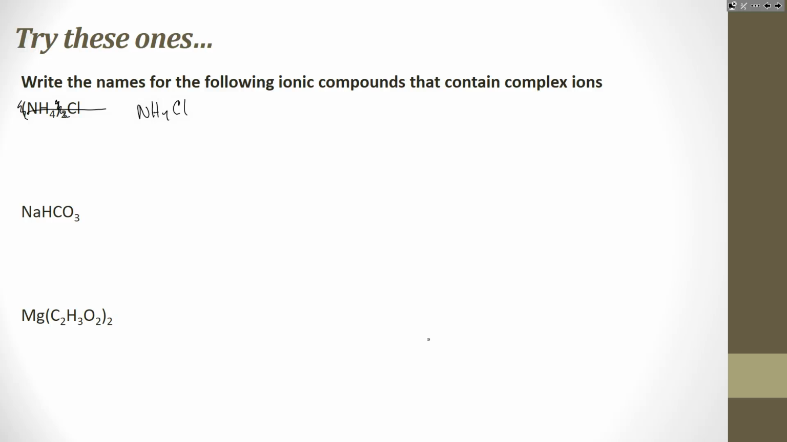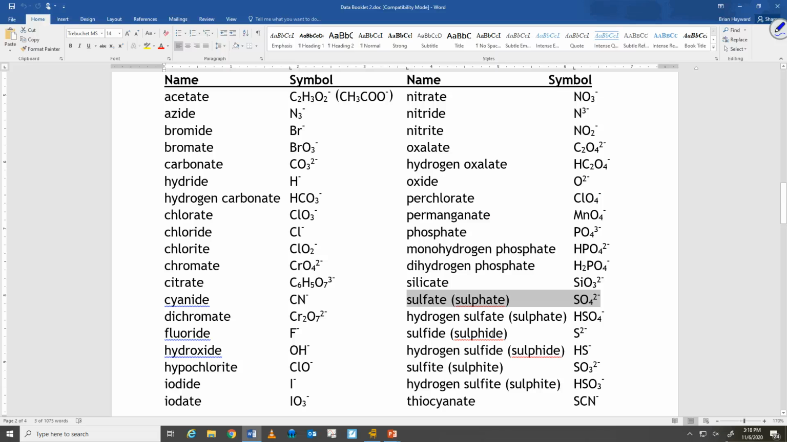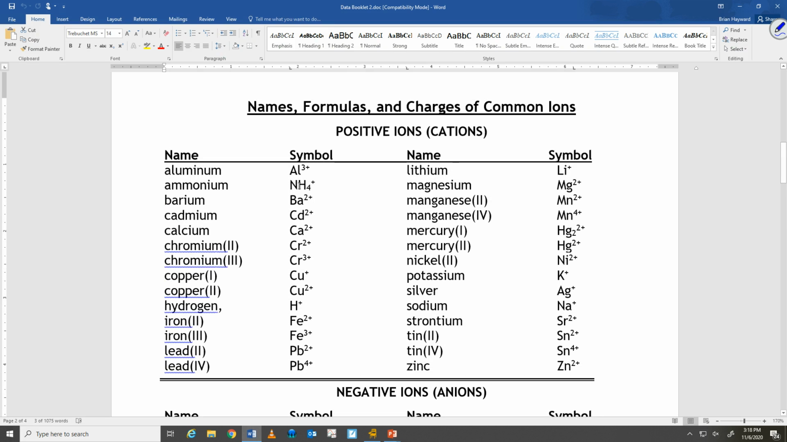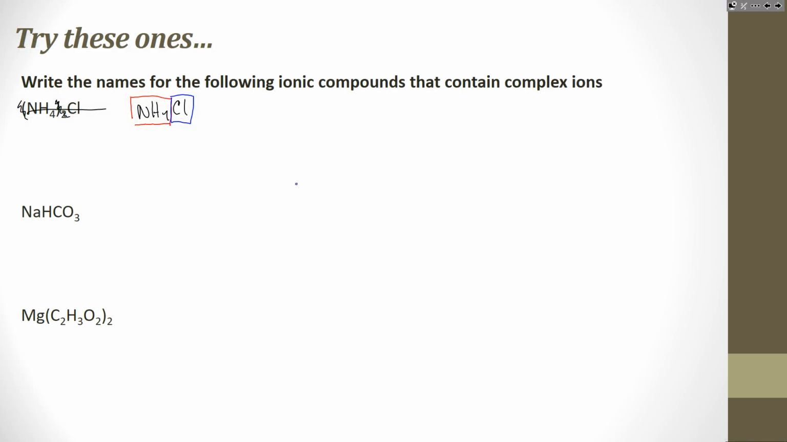So looking at this one, you'll notice that it's all nonmetals, but we did see this as a complex ion earlier. So that's going to be my metal part, and this is my nonmetal part. So this is still an ionic compound. And if I look up NH4 on my periodic table, it's a positive ion, and there it is there. It's called ammonium. So now I'm going to call this ammonium, and then chlorine is going to be chloride.